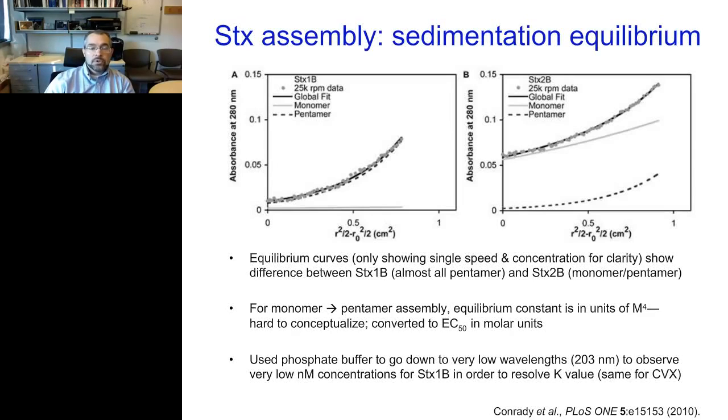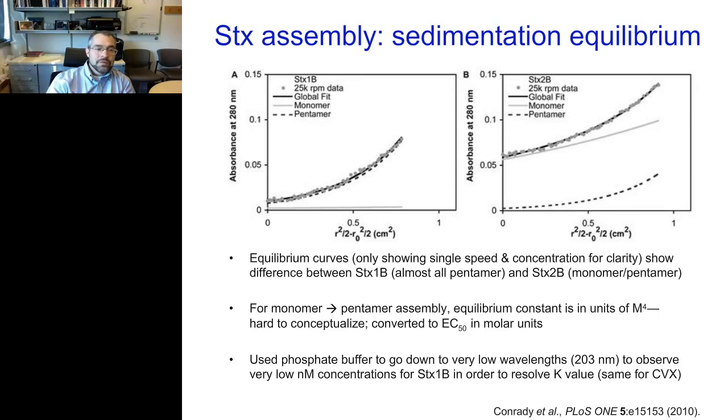And so I'm showing you one single equilibrium gradient curve. On the left is Shiga toxin 1b, and if you can see that black dashed line over here, that is showing you that the sample is almost entirely pentamer. On the right-hand side, you can see that this light gray curve is monomer. So most of our sample in this condition is monomeric, and just a small amount down here is the pentamer. And so from these kinds of experiments, we pulled out the equilibrium constants for both Shiga toxin 1 and Shiga toxin 2.